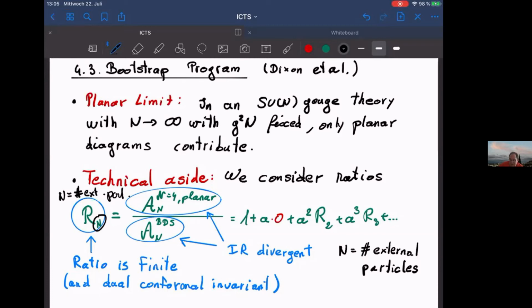And they will be normalized in such a way that, well, at tree level, the leading order, it is 1. You can also normalize in such a way that the one loop is 0 in the ratio. And so the first non-trivial piece is at 2 loops. I'm not going to explain where this comes from. This would be a whole lecture on its own, just to say that the quantities that I want to compute are these ratios.